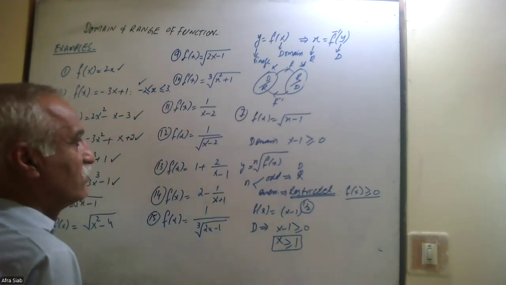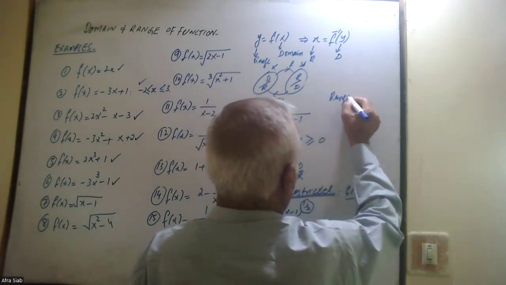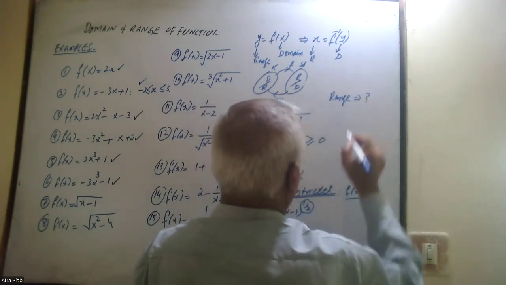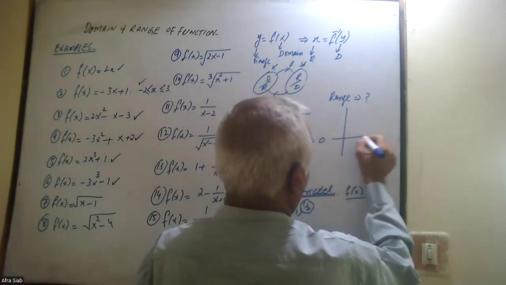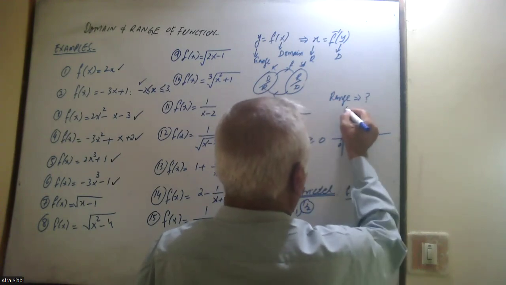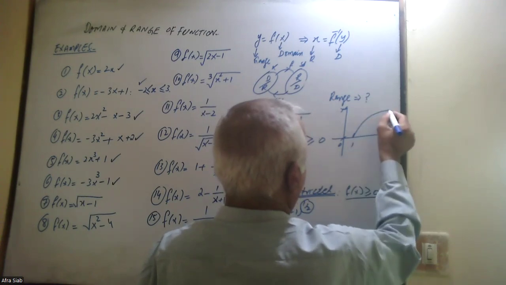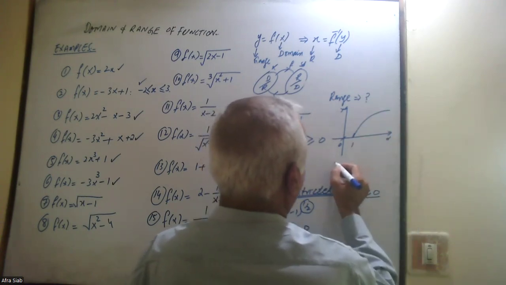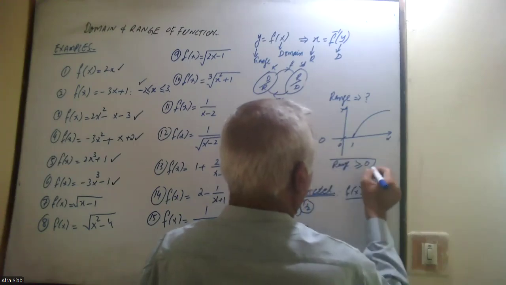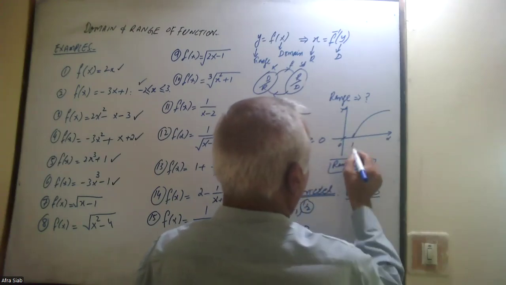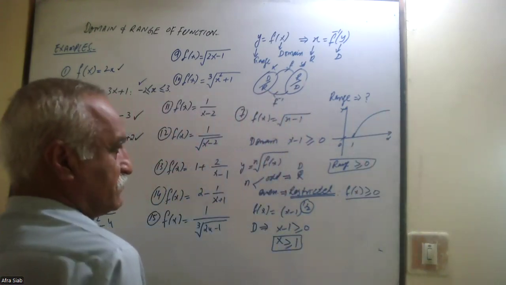And now you have to find out the range of this function. Because this graph is like this. It is the origin, it is the y-axis, it is the x-axis, and it starts from 1 and goes like this. So you can see that the range is greater than or equal to 0, because range is the values of y, and y values are always greater than or equal to 0.